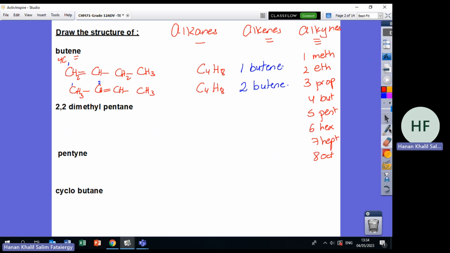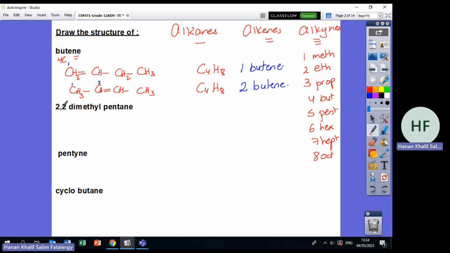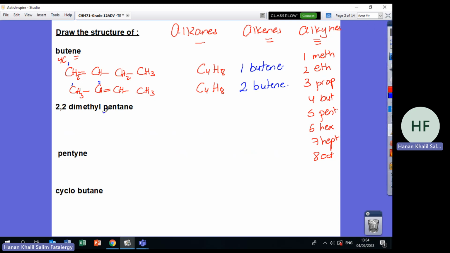Okay, now how do I draw 2,2-dimethylpentane? Usually we start with the parent, pent. What is pent? Pent means 5 carbon atoms, so I will draw 5 carbon atoms. Now, ane means alkane, means single bonds. Now I have branches at carbon number 2 and again at carbon number 2. I can say this is 1, this is 2, or I can say 1, 2. Both of them are correct, okay? I will say 2 and 2.